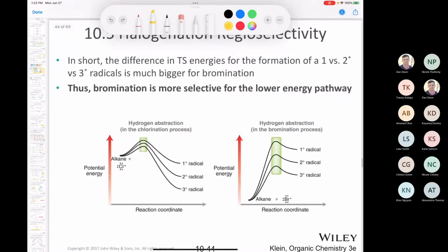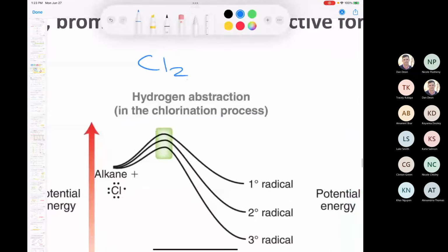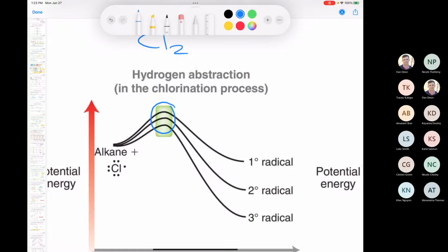So now, again, this is just the first step. Hydrogen abstraction, hydrogen abstraction. This one is for bromine. This one is for chlorine. So check this out. If you look at the difference in energy of the transition states for the hydrogen abstraction, for chlorination, whether you form a tertiary, secondary, or primary radical, the relative difference in energy between the transition states isn't all that much.